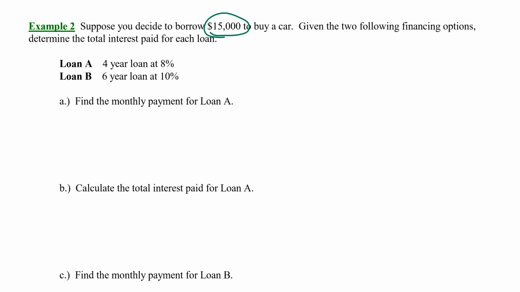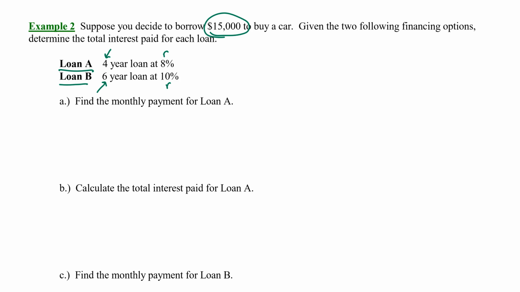You have loan A. It's a 4-year loan with an 8% rate. And your second loan option, it's a longer term, but you have a higher interest rate. So we're going to compare these two loans by figuring out over the term of the loan, what's the total amount that I pay for interest.